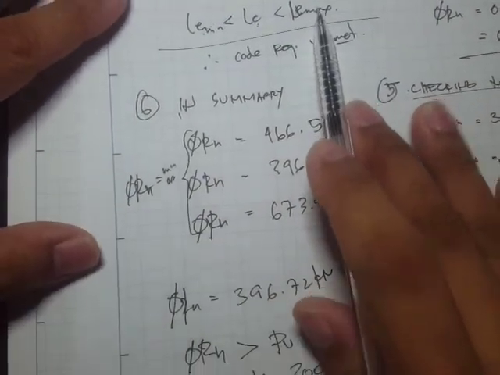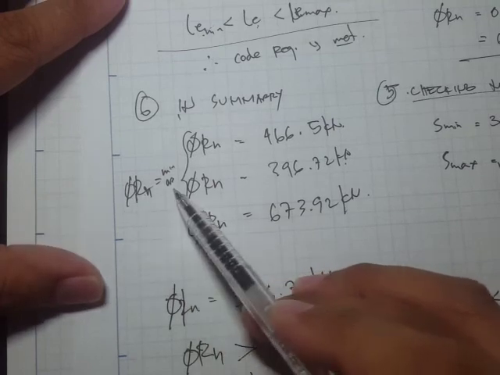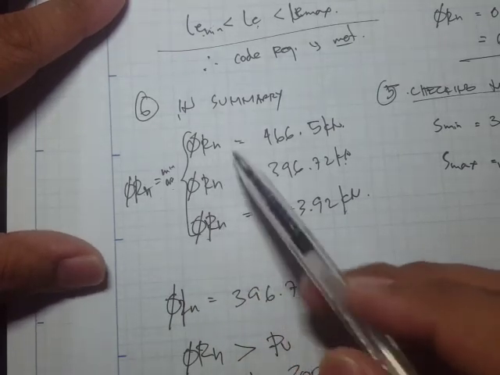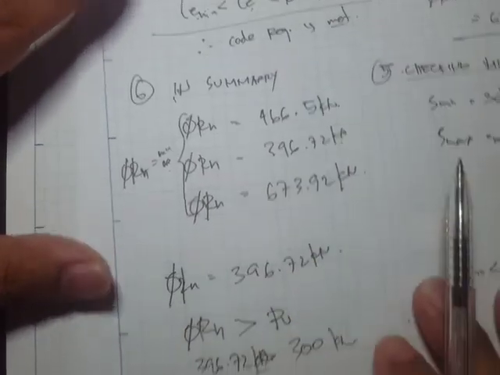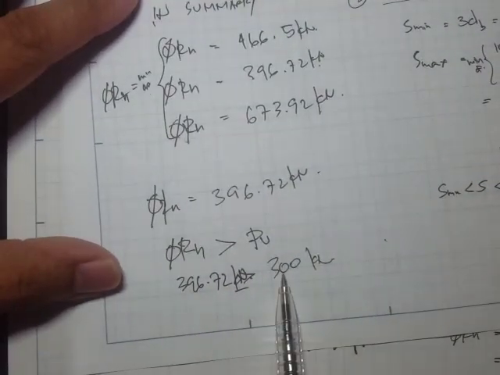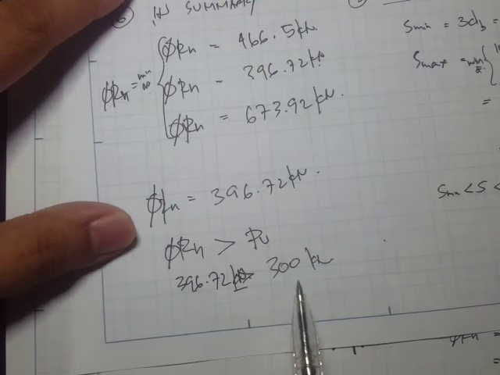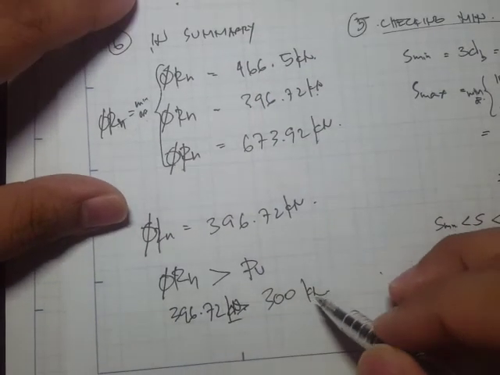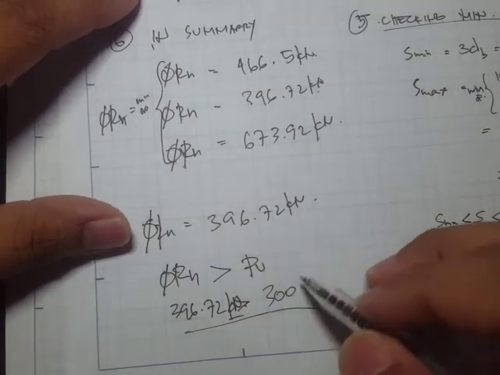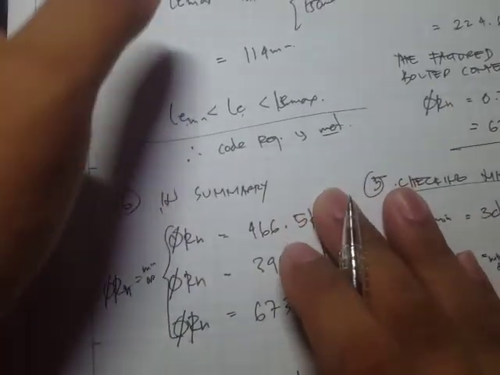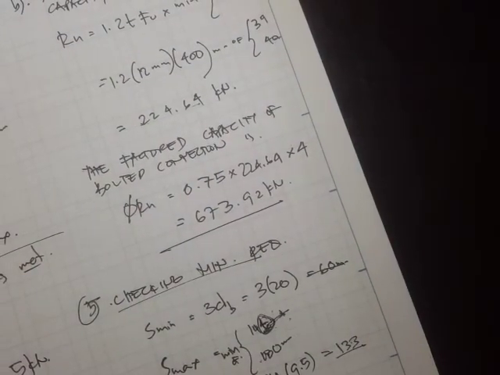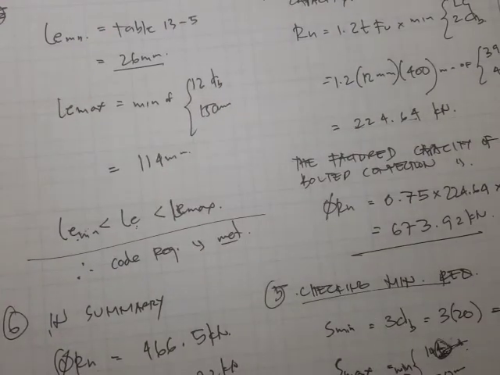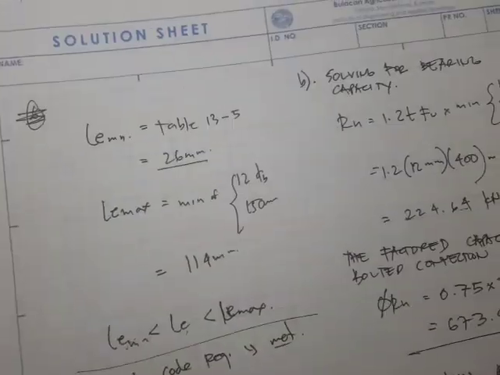Now in summary, the governing capacity would be the minimum of the three capacities. That's the bolt shear and the bearing capacities, and we compare that to the applied load, which is 300 kilonewtons. So since it's greater, then it's okay. Now we didn't consider the tension capacity, since this is just a bearing type connection.